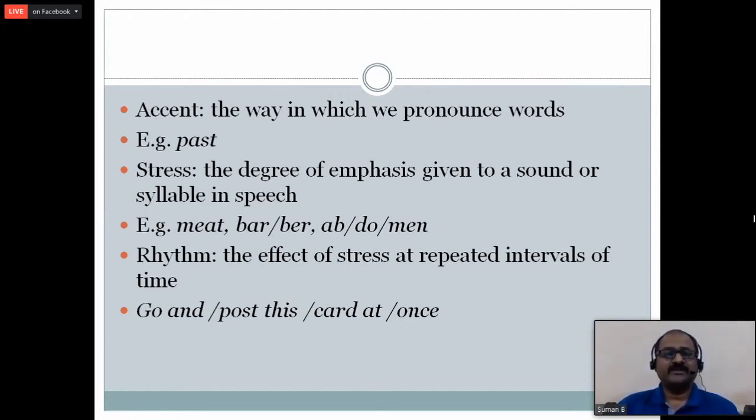So if you take a word like, for example, past, a Britisher would say it one way, whereas an American would pronounce it another way, but a typical average Indian would pronounce it differently again. So now here you can see three different ways of pronunciation. The typical Indian way of saying it is what we refer to as neutral accent.